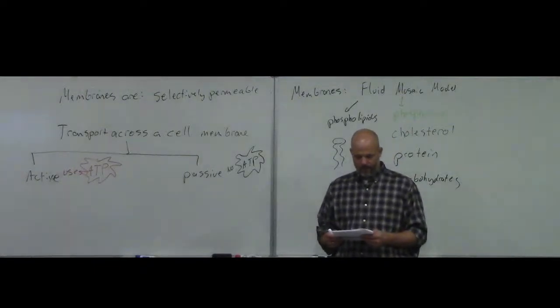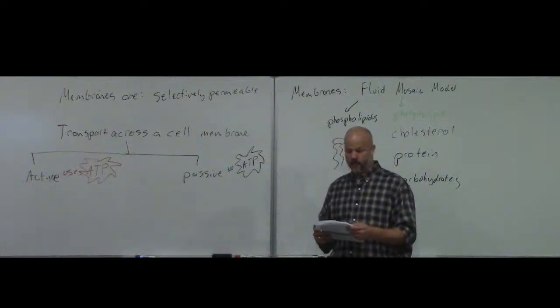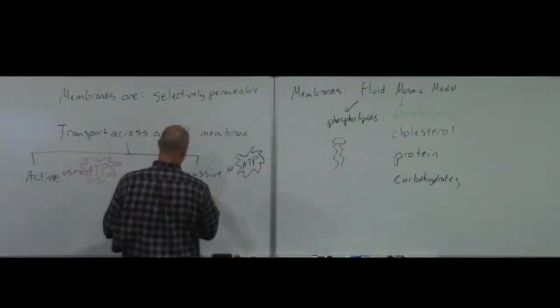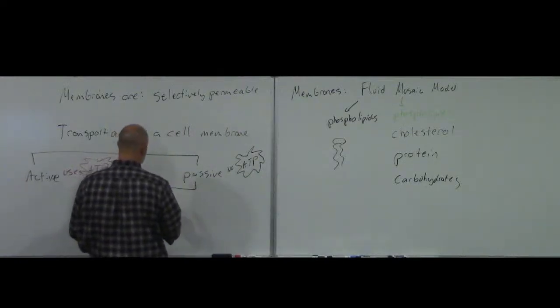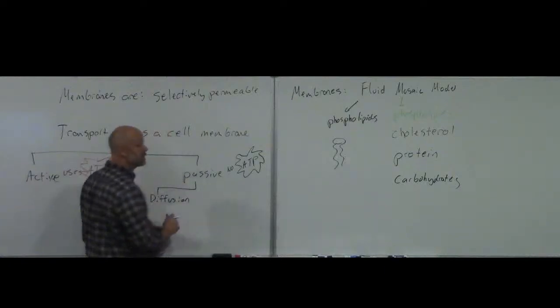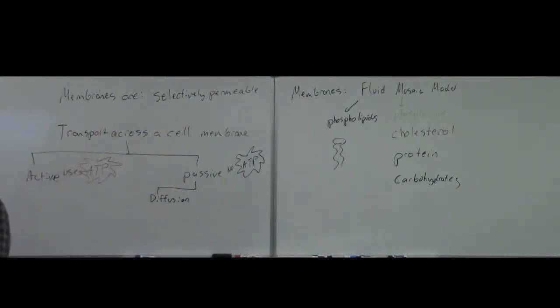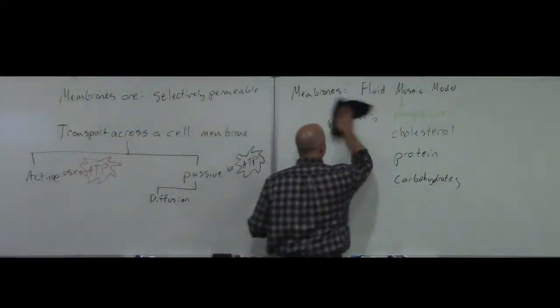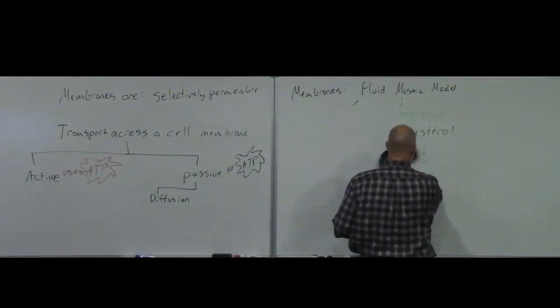Okay. We've talked about diffusion, right? Okay. So diffusion is a form of passive transport. That's just simply something moving down its concentration gradient. I described that to you before, didn't I? It's moving from high to low concentration. Let me come over here and do a little.